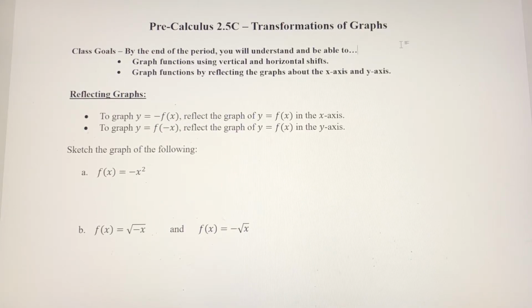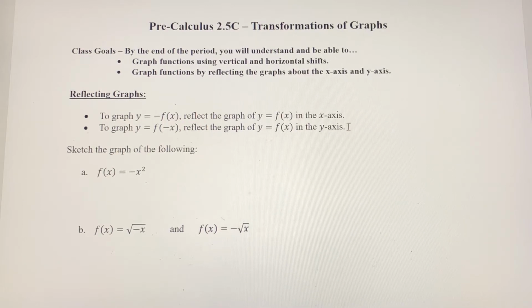All right, guys, in this video, we're going to go over reflecting the graphs about the x and the y axis. In the previous videos, we went over vertical and horizontal shifts and combining those. If we take our basic functions, whatever they may be, the quadratic, the cubic, the absolute value, etc., and we put a negative sign in front of that, it's basically the opposite of f of x.